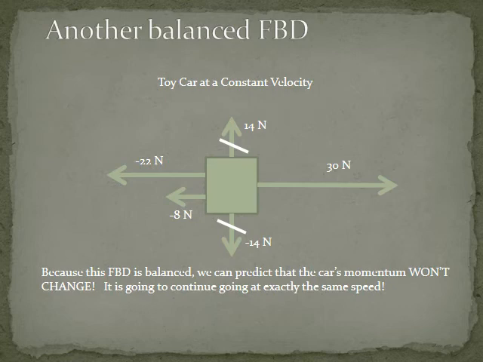This car is moving, but it's going to continue going at exactly the same speed because all of those forces are balanced. In this diagram, sigma F, so the sum of the forces, is 0 because up and down balance out and side to side balance out. And delta P is also 0 because the car's momentum is not going to be changing.